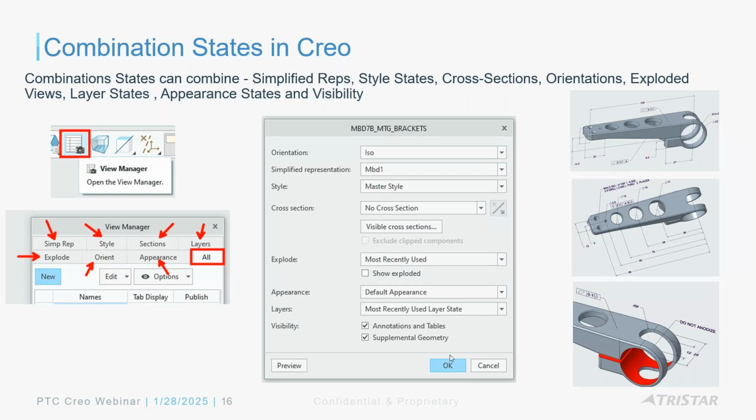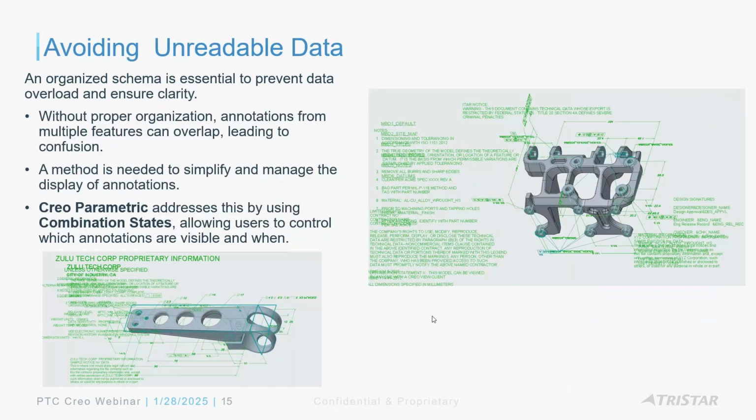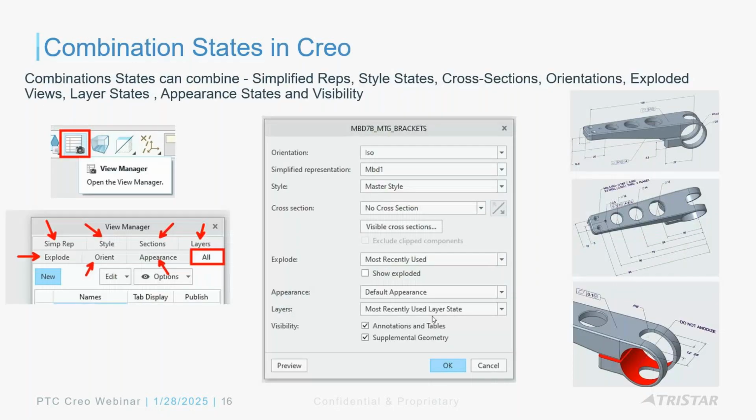Or you're referencing a specific exploded state. Like in this case, you can see I'm referencing a specific orientation, a specific simplified rep, a specific cross section, etc. I'm also controlling the visibility. More importantly, that's very important, right? The visibility, so that you don't get this kind of an overload of unreadable data.